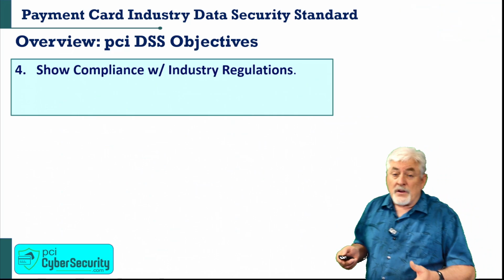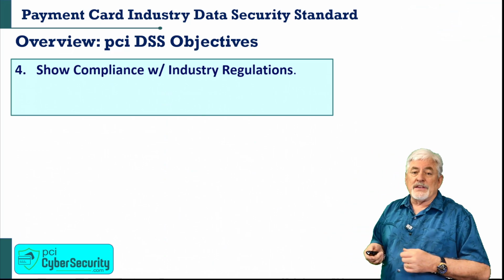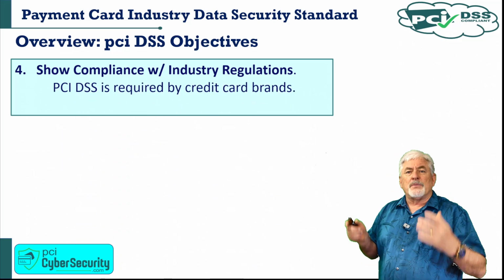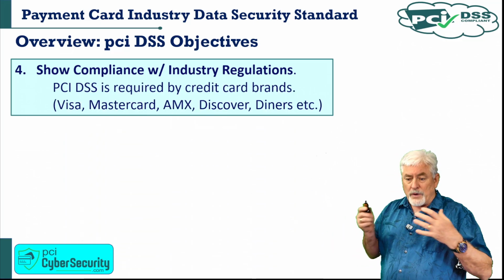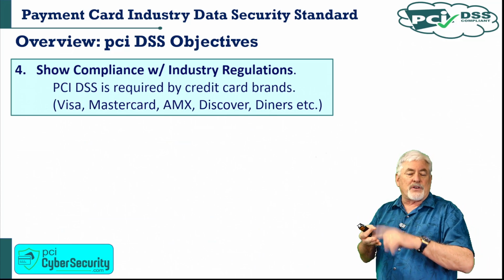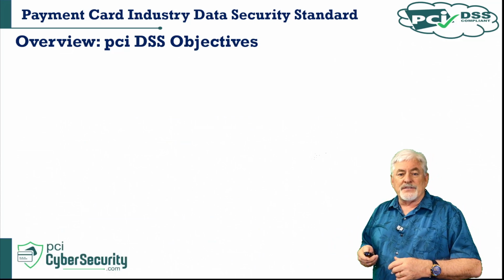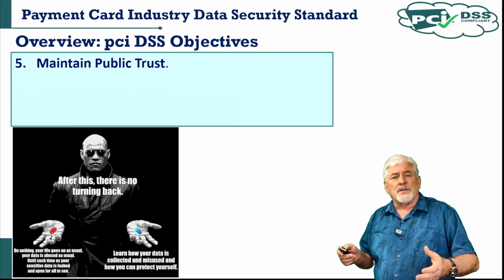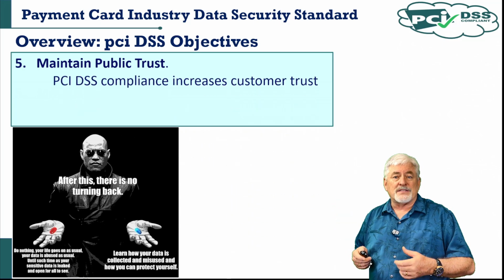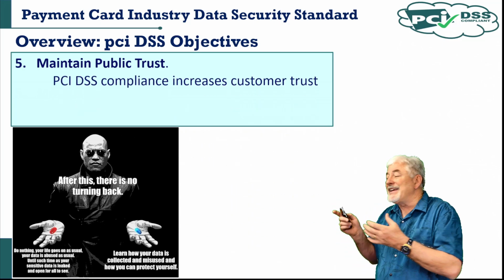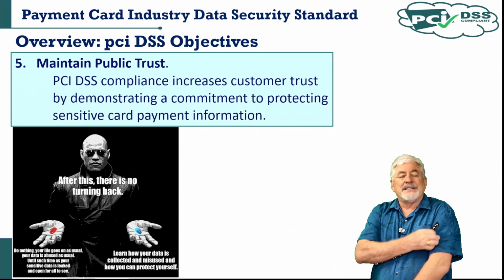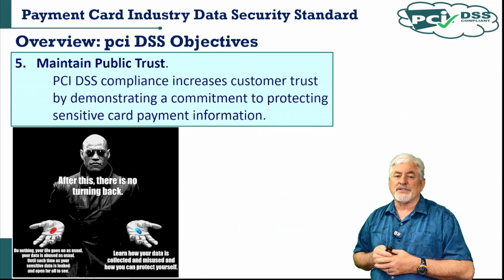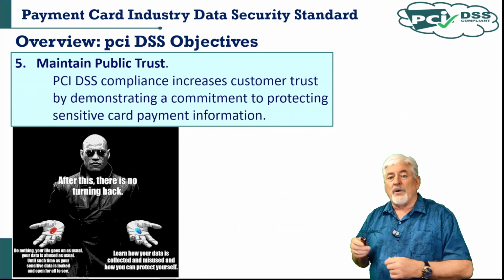The fourth objective was to show compliance with industry regulations. That's what we're trying to get, that PCI DSS check mark, right? The card brands require this. In other words, Visa, MasterCard, American Express, Discover, Diners, etc. And one of the main objectives of the Payment Card Industry Council was to maintain public trust. So PCI DSS compliance increases customer trust by demonstrating a commitment to protecting sensitive card payment information, whether that's on the internet or when you walk into a store.